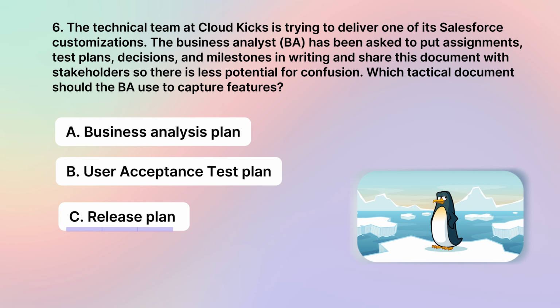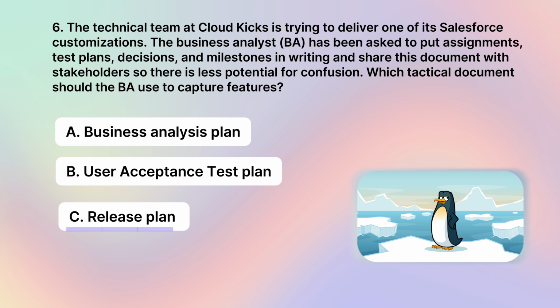The correct answer is C. Release plan. Salesforce's documentation states that a release plan is an essential document that outlines the features, assignments, test plans, decisions, and milestones for a particular Salesforce customization. It is intended to be shared with stakeholders to provide clarity and transparency for the delivery process. Therefore, the release plan is the tactical document that the business analyst should use to capture features for CloudKix Salesforce customization, making option C the correct answer.